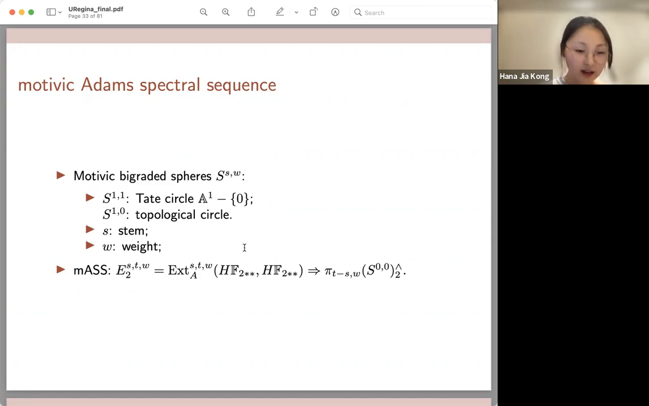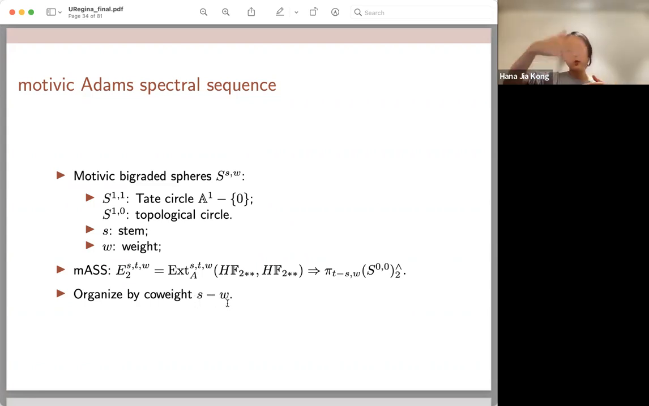A difficulty in the motivic calculation is that, as you may have noticed, things are trigraded here. That means each page of the spectral sequence is a three-dimensional thing. So to draw them nicely on paper, we need to choose some projection. Here we organize everything by coweight, which is the stem minus W. So the E2 page will be a lot of charts, and each chart represents a single coweight. We have this three-dimensional E2 page, and you just chop it according to the coweight. That's how we do the motivic Adams spectral sequence, trigraded spectral sequence calculations.